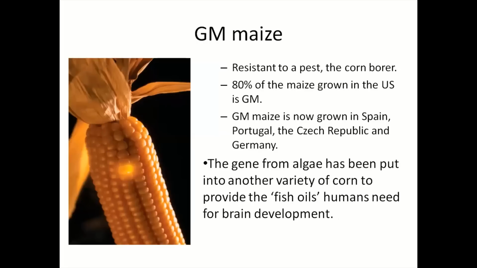Genetically modified maize is resistant to a pest, the corn borer. 80% of the maize grown in the US is genetically modified, and this is a huge number. Genetically modified maize is now grown in Spain, Portugal, the Czech Republic, and Germany as well. The gene from algae has been put into another variety of corn to provide the fish oils humans need for brain development.